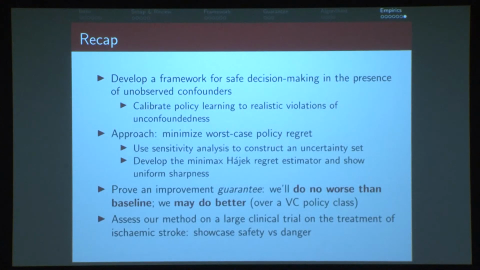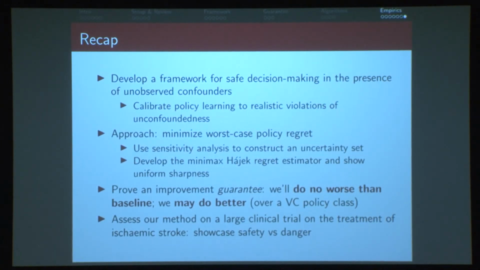Okay, so let me just recap what we talked about here. My aim was to develop a framework for safe and individualized decision-making when you have unobserved confounders in the data that you're using to train your decision-making process. And the approach we took is to take policy learning and calibrate it to some realistic levels of violations of unconfoundedness. Rather than saying unconfoundedness doesn't hold, if confounding could be as large as possible, then there's no content in the data, and there's nothing you could use it for. Okay? So instead we're saying, no, we can bound it, and there could be some limited violations of unconfoundedness. We just have to calibrate our approach to this.